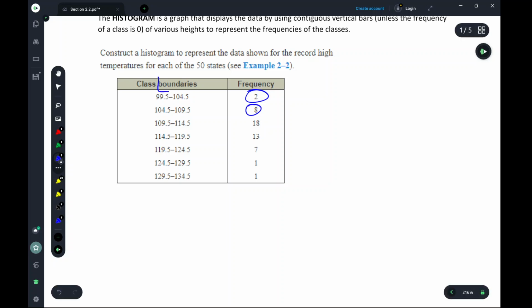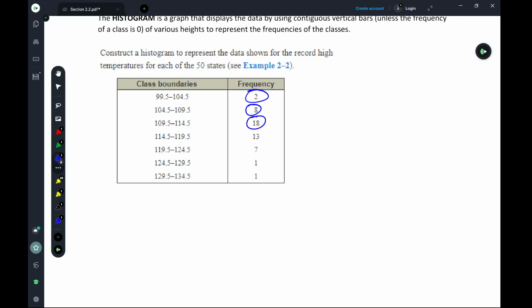Notice these are class boundaries. They took into account the fact that temperature can take on a ratio level measurement. What do we mean by that? Decimals or fractions between whole numbers. There's an infinite number of values between 99 and 100. The temperature could take on any one of those infinite values. So we have to institute class boundaries. And then we continue to move forward.